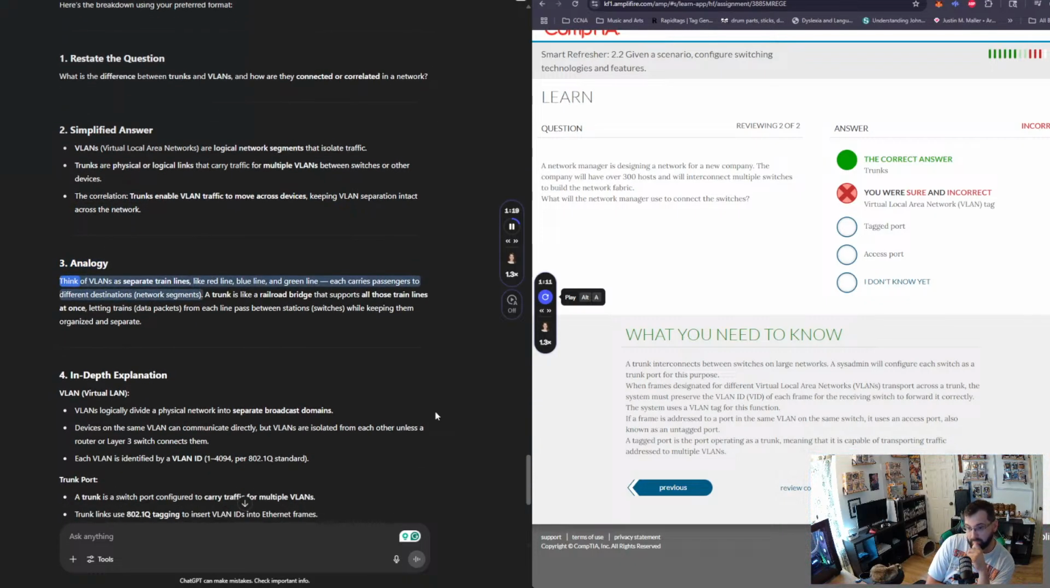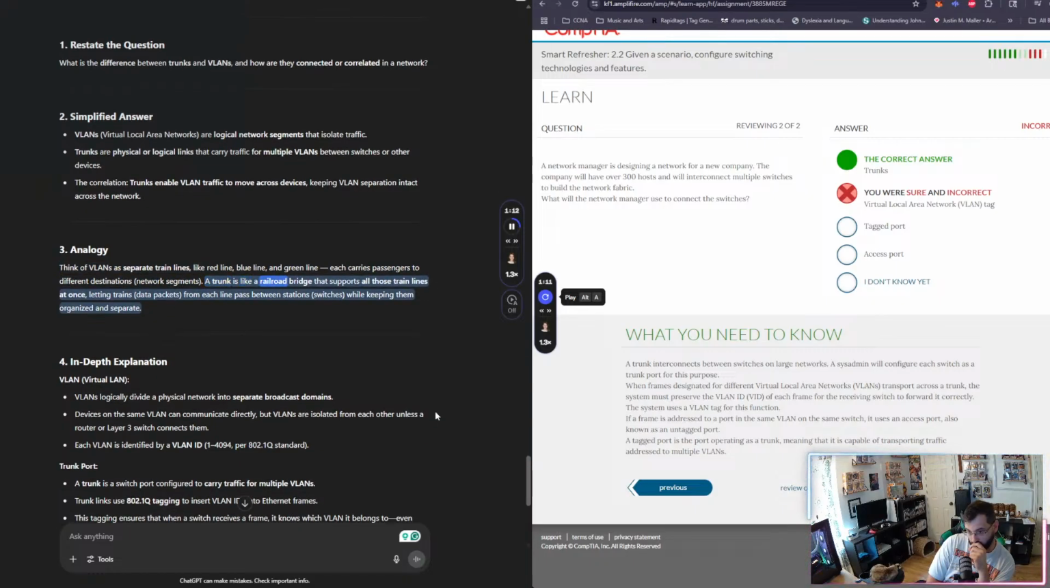3. Analogy. Think of VLANs as separate train lines, like red line, blue line, and green line. Each carries passengers to different destinations, network segments. A trunk is like a railroad bridge that supports all those train lines at once, letting trains, data packets, from each line pass between stations, switches, while keeping them organized and separate.